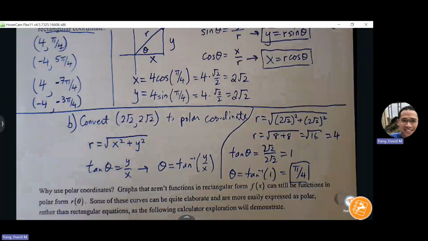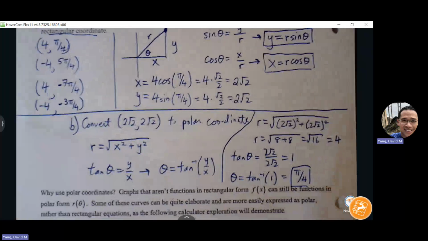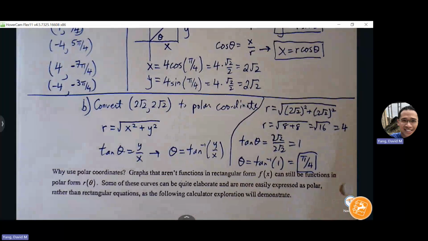Okay, why use polar coordinates? Graphs that aren't functions in rectangular form can still be functions in polar form. Some of these curves can be quite elaborate and are more easily expressed as polar rather than rectangular equations.